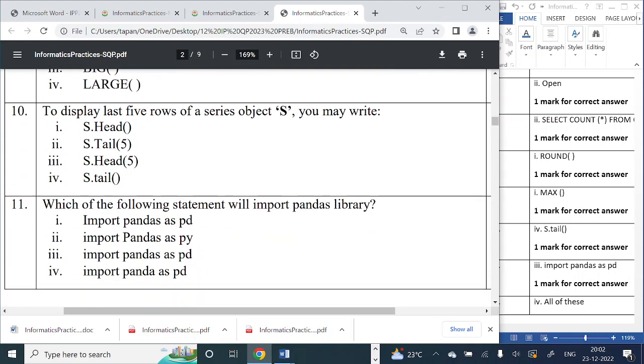I think the paper is easy. You just go through the solutions. Daily we will solve one paper.